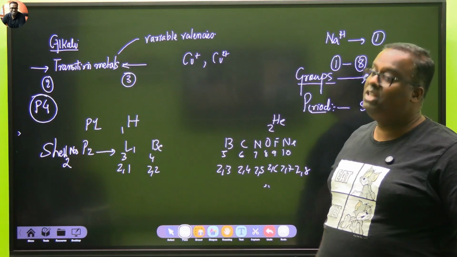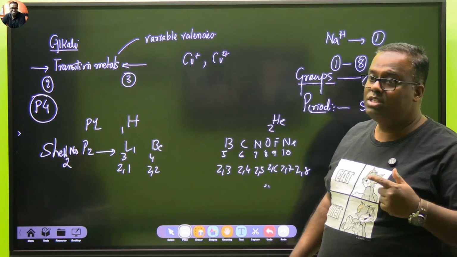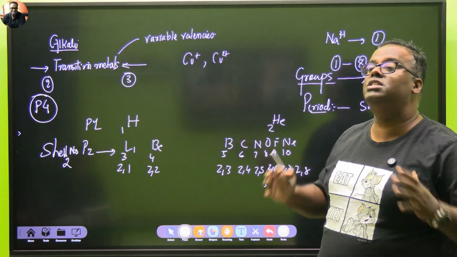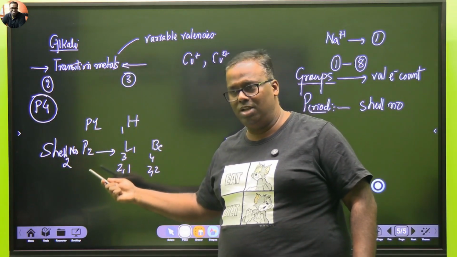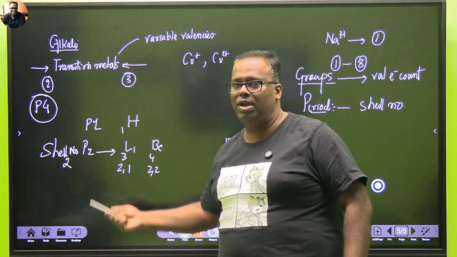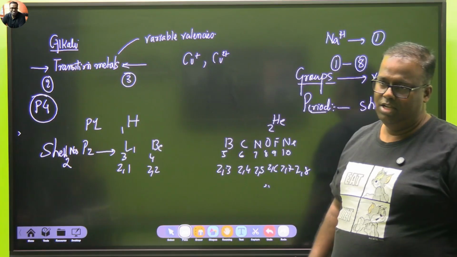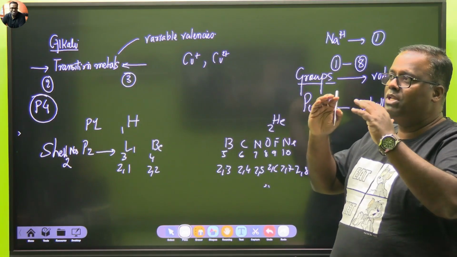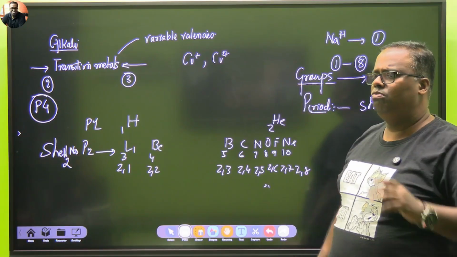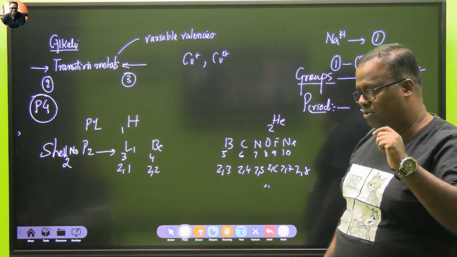As the period increases, what is increasing? The number of shells is increasing. Period 1, 1 shell; period 2, 2 shells; period 3, 3 shells; 4 shells, 5 shells, 6 shells, it's like that. So you may say, sir, you mean to say that if you go down the period, the size is increasing? Well, we will discuss that.